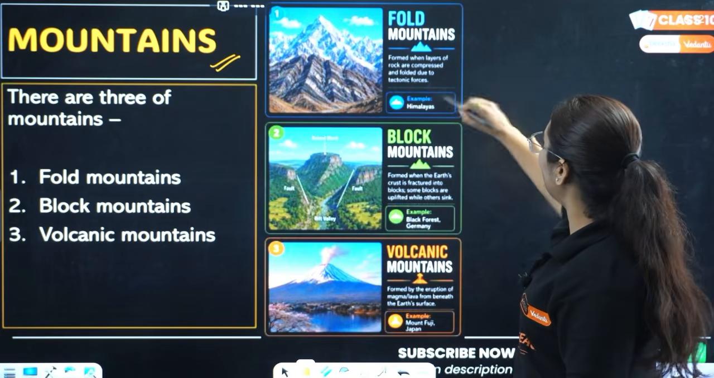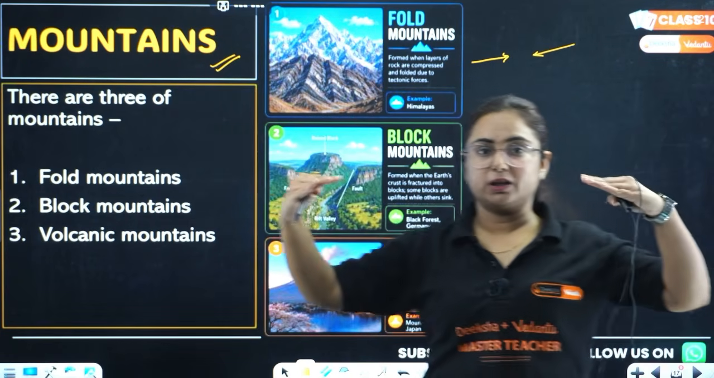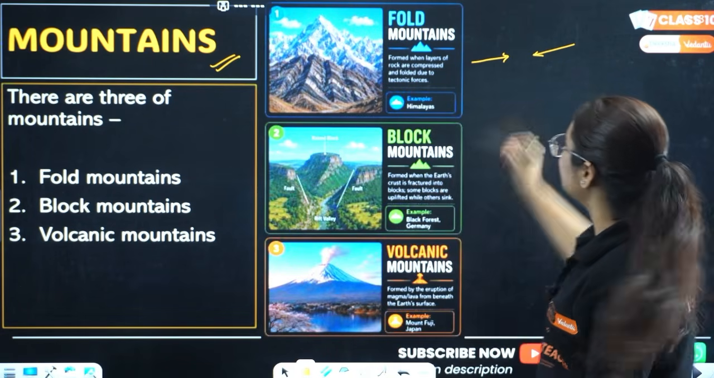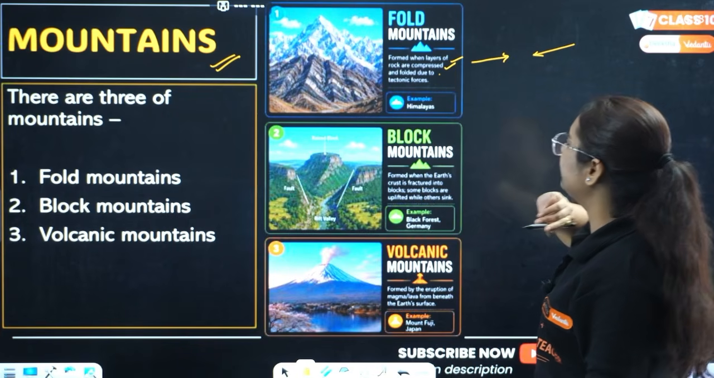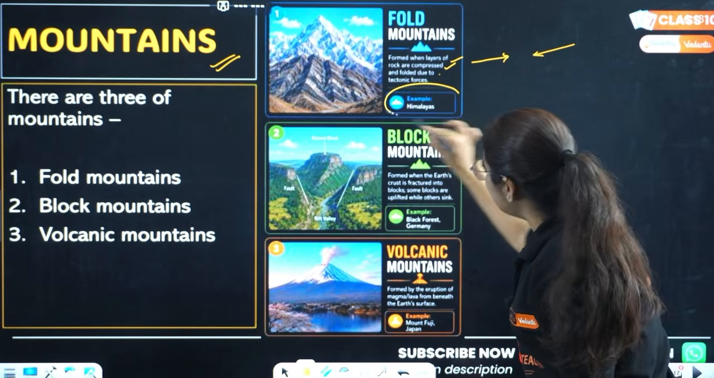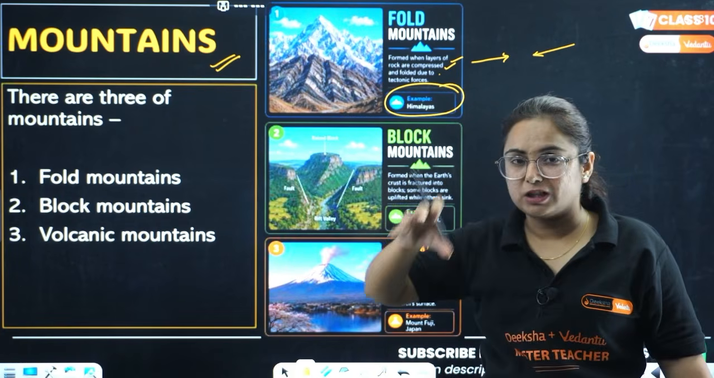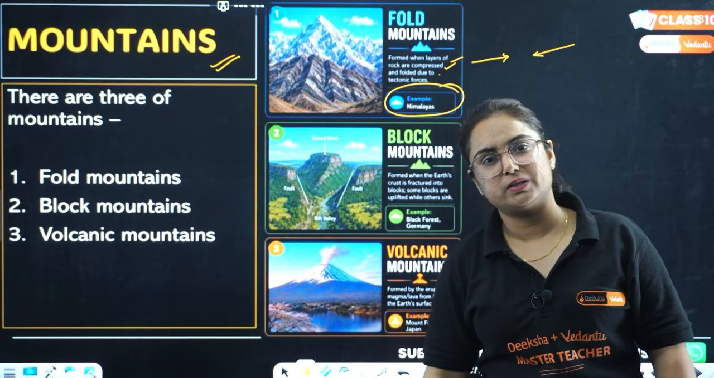If we talk about fold mountains, when two plates collide with each other and it causes a fold, that is known as fold mountains. Layers of rocks are compressed and folded due to tectonic force. The best example of fold mountains is the Himalayas. The Eurasian plate collided with the Indo-Australian plate. What happened? Fold mountains formed.